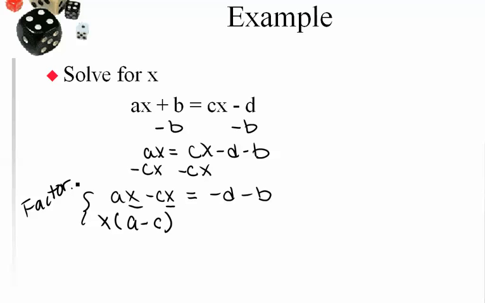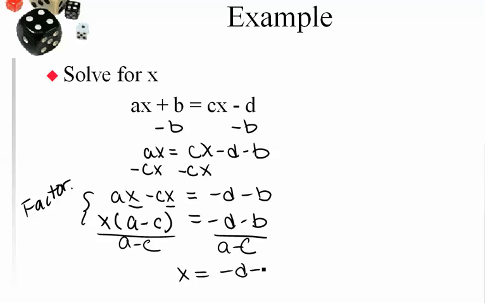This is actually specifically GCF factoring. And then this is going to be equal to -d - b. The last step is we have x times the quantity a - c. That quantity of a - c represents some kind of number. We don't know what it is. So if x is being multiplied to a number, the only way to remove that number is to divide. So we're going to divide by a - c. And your final answer is going to be x = (-d - b) divided by (a - c).